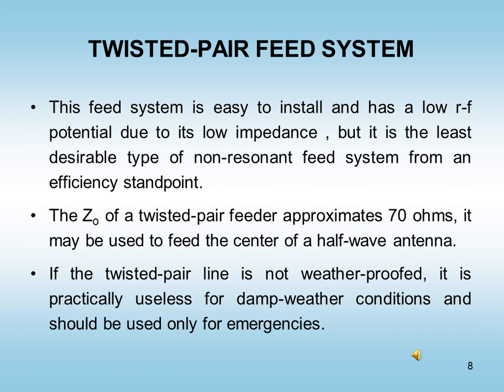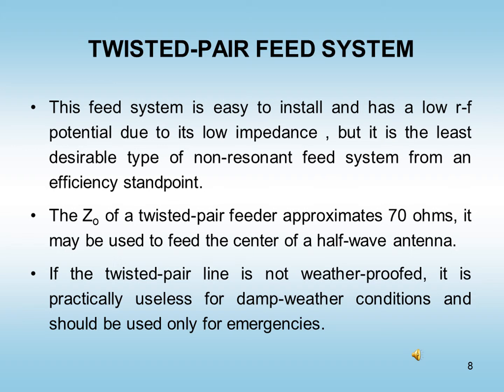Now, the twisted pair feed system. This feed system is easy to install and has a low radio frequency potential due to low impedance. So the twisted pair feed system is utilized for low radio frequency potential and low impedance, but it is the least desirable type of non-resonant feed system from an efficiency standpoint.